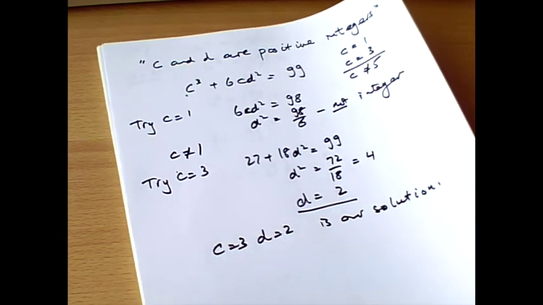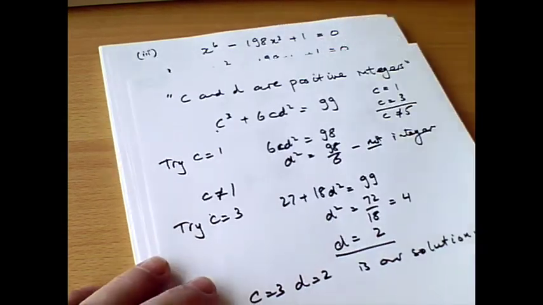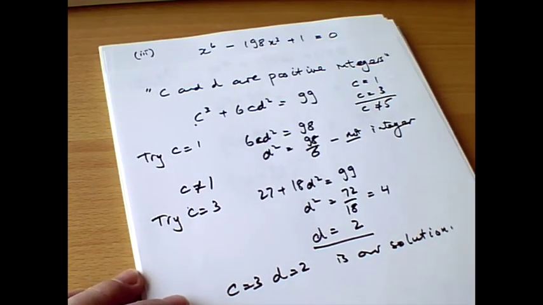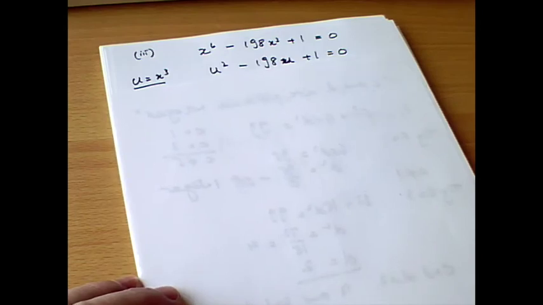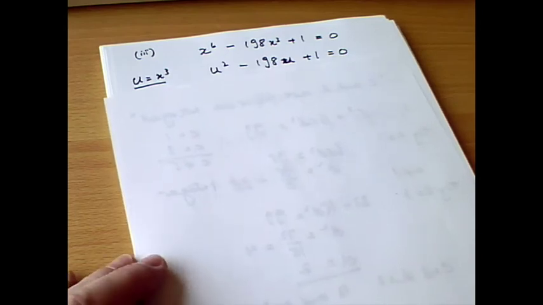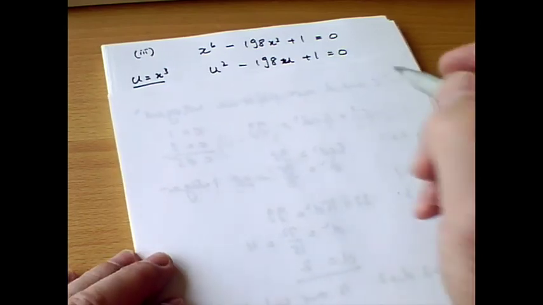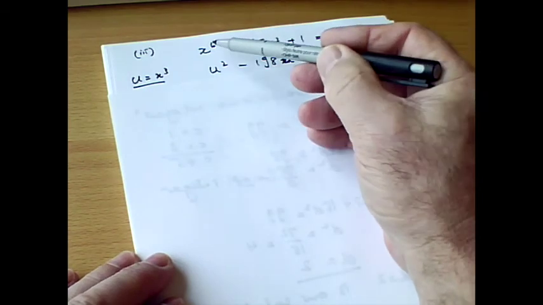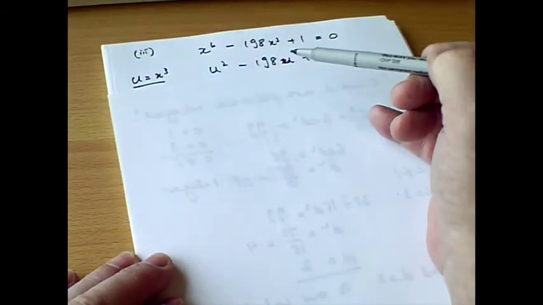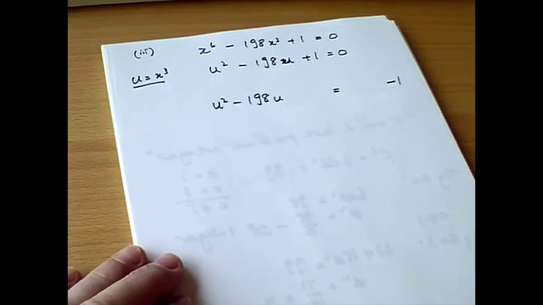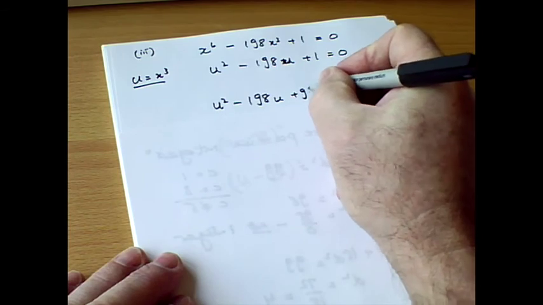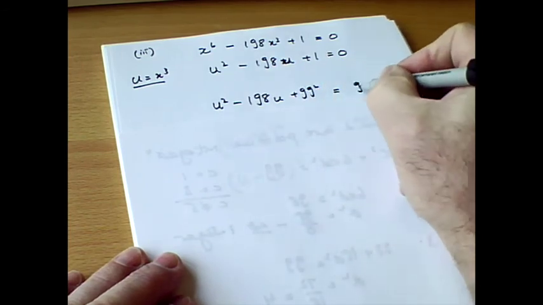The final part of the question asked us to solve a quadratic. It's pretty obvious that won't factorise. So what we're going to do is rewrite it first of all in terms of u, which is the same as x cubed. So x to the 6 becomes u squared, x cubed becomes u, and since it won't factorise, we're going to complete the square. This involves adding 99 squared to both sides.